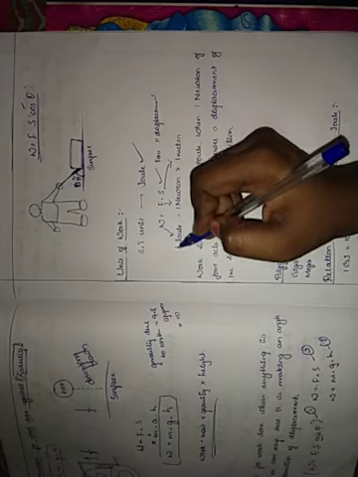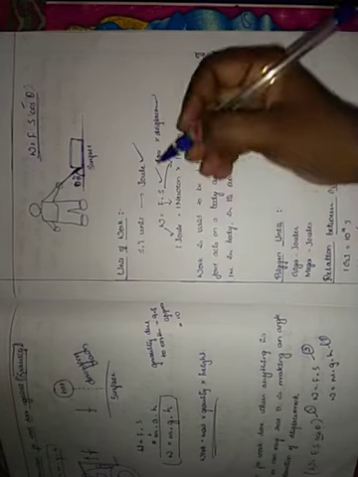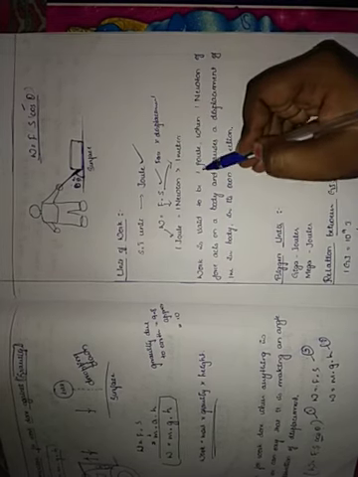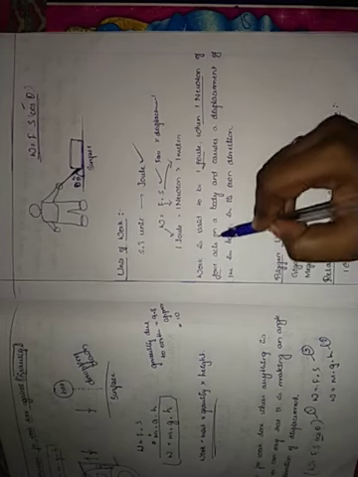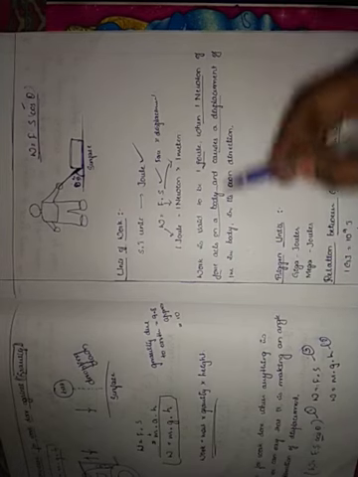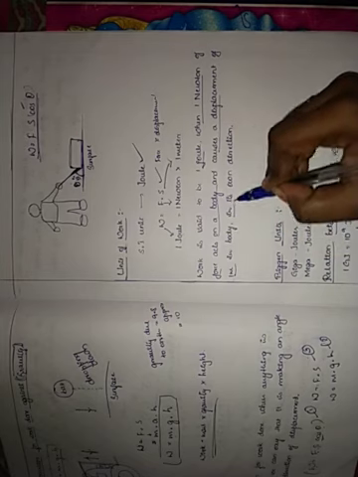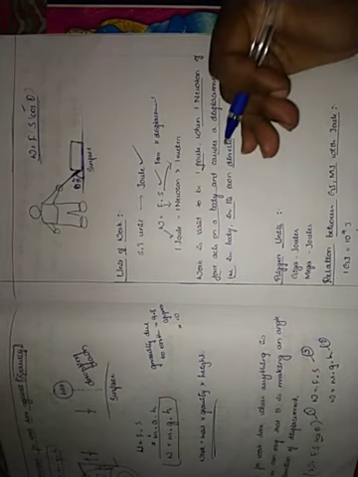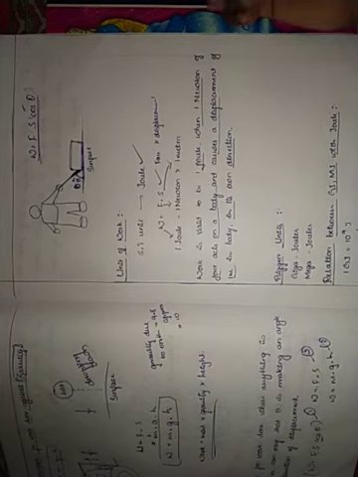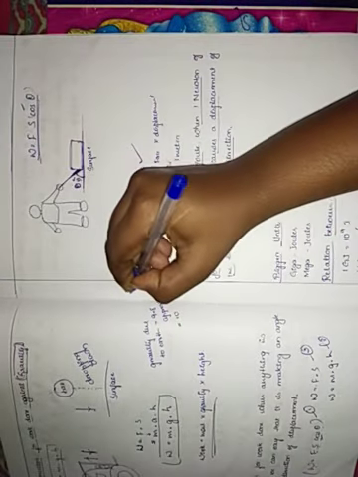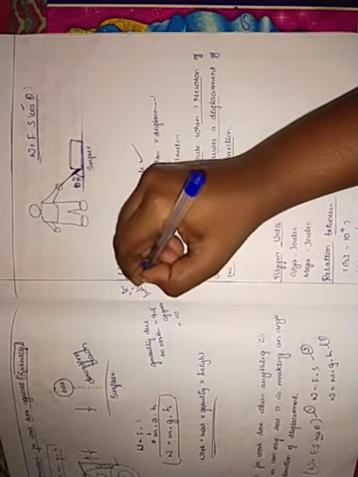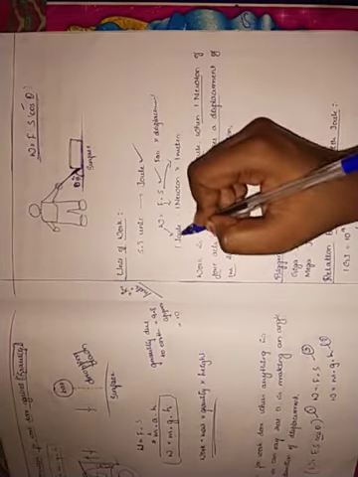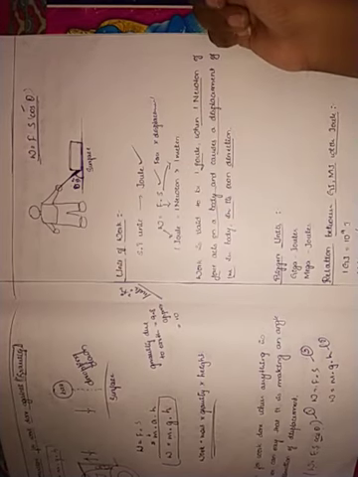So the unit of work, 1 joule is equals to 1 Newton into 1 meter. Work is said to be 1 joule when 1 Newton of force acts on a body and causes a displacement of 1 meter in the body in its own direction. This is important and can be asked for 1 mark. Calculate or define the unit joule. Then we have to write it as 1 joule is equals to 1 Newton into 1 meter.